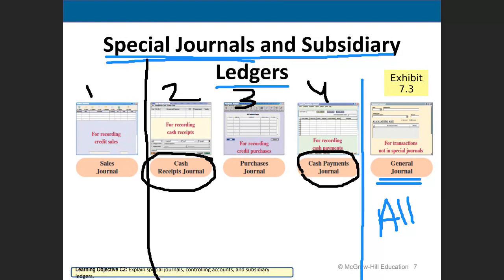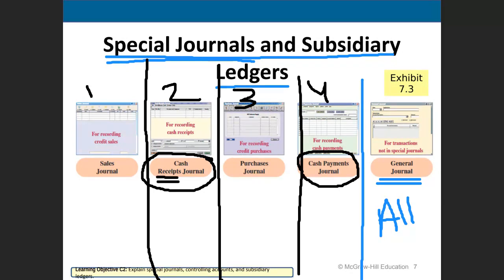From its name, cash receipt journal. Receivables, maybe, partly. Yes, Mona, cash, but which cash? The cash that we receive. Exactly, the cash that we get. Any cash we receive, okay, we record it here in this journal.